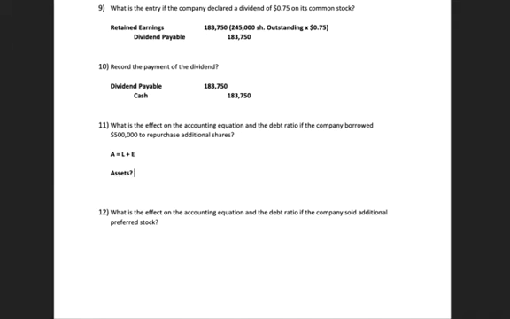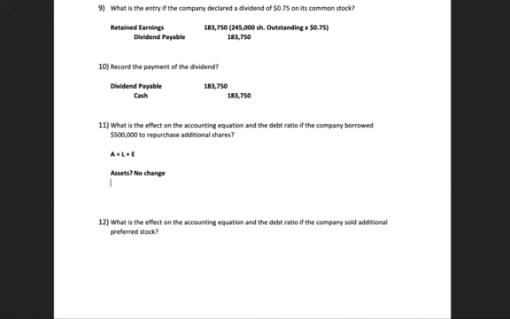Assets? No, there's no effect to assets. We borrowed $500,000, so that increased the liability. But instead of saving that $500,000 as cash, getting that asset, we went and repurchased a bunch of additional shares. So we don't actually have any effect on assets from this. So no change. Okay. Liabilities?